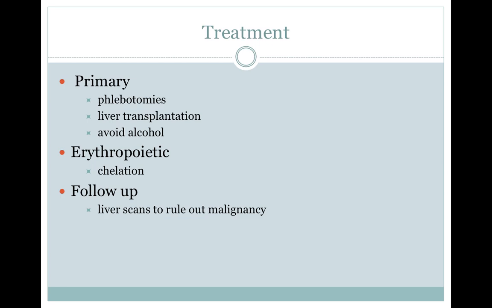Then it is done about 3 to 4 times in a month in order to maintain the serum ferritin levels. And regular phlebotomies are going to prevent the occurrence of cardiomyopathy and other endocrine dysfunctions.